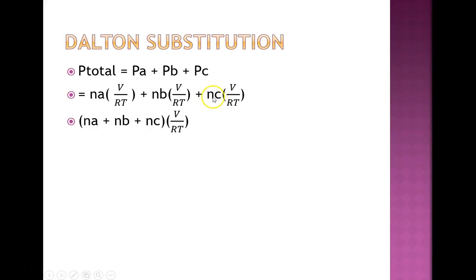Now, because the number of moles of the gas is a coefficient or constant, it can be pulled out, so that nA plus nB plus nC is all being multiplied by V over RT.